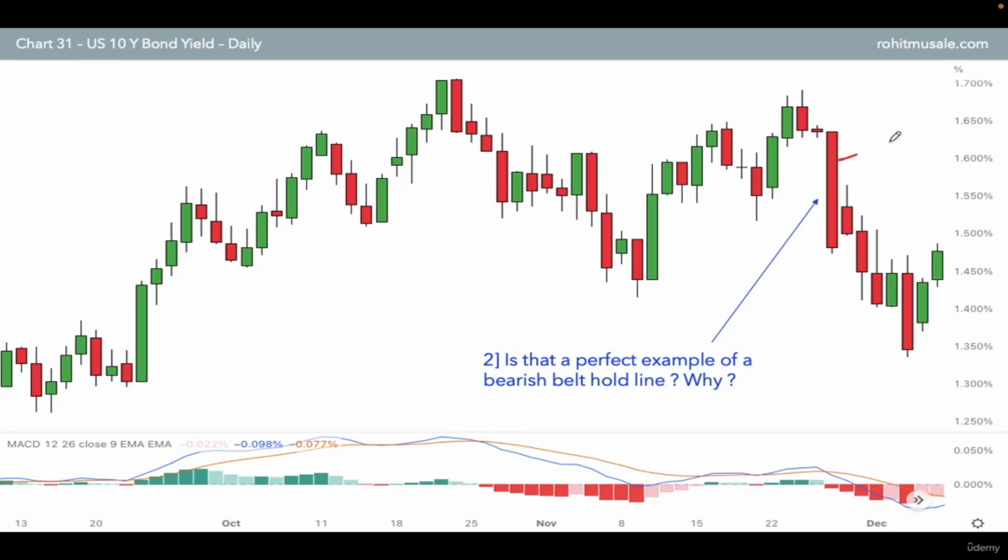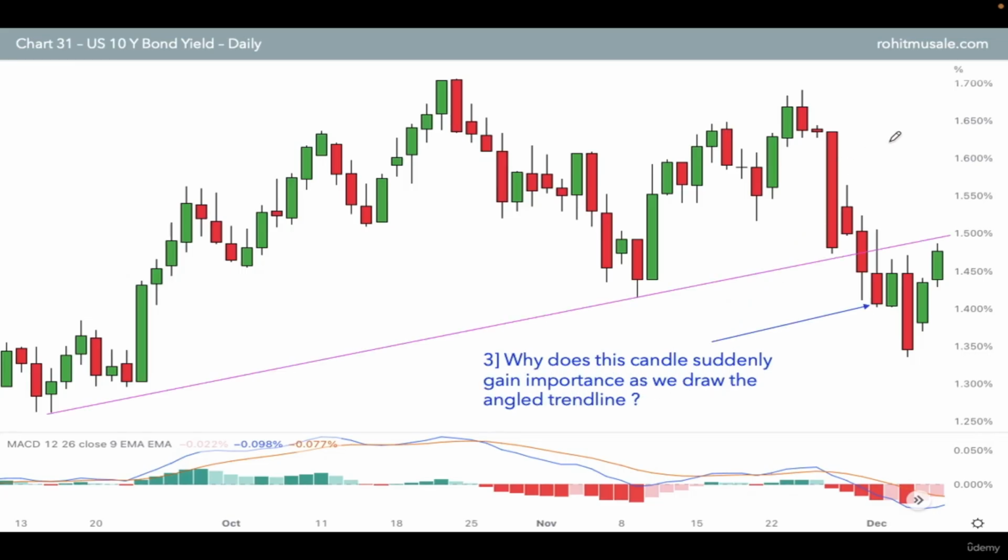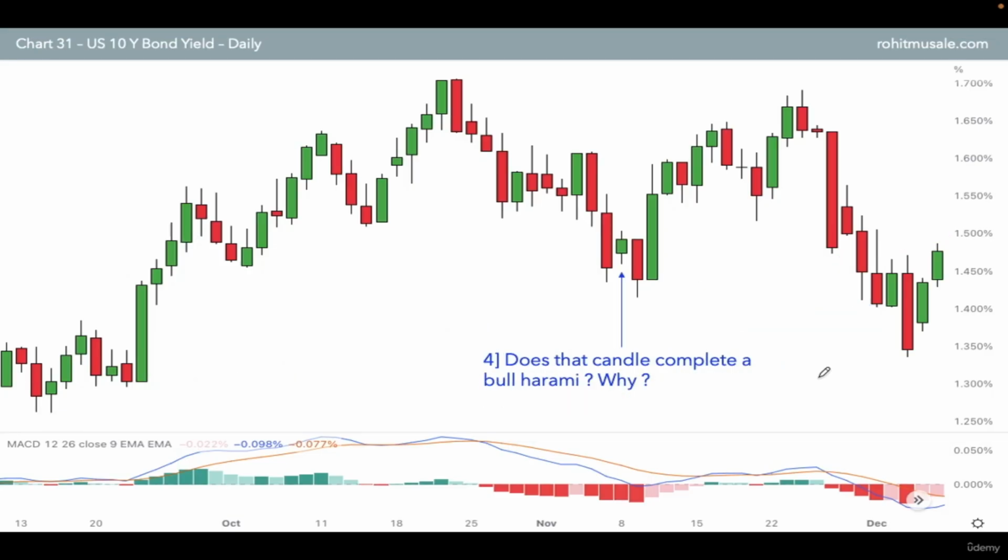So this candle. Number 3, why does this candle suddenly gain importance as we draw the angled trend line? So this is the angled trend line. And why is this red candle important? Number 4, does that candle complete a bull harami and why?